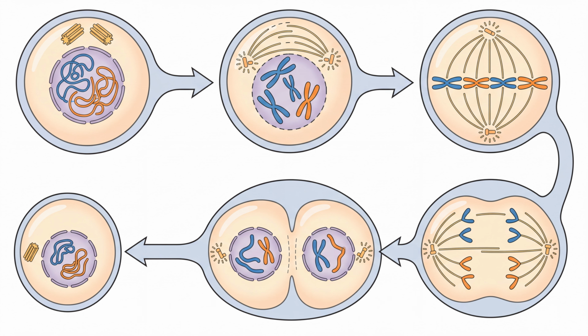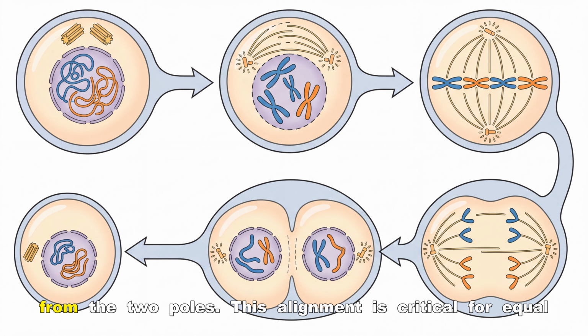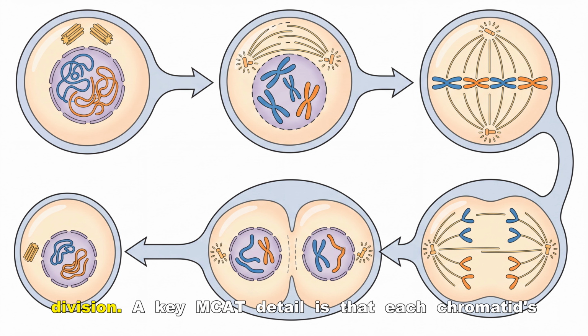The nuclear envelope starts to break down, allowing spindle fibers to access chromosomes. In metaphase, chromosomes align along the metaphase plate, an imaginary plane equidistant from the 2 poles. This alignment is critical for equal division. A key MCAT detail is that each chromatid's kinetochore is attached to spindle fibers from opposite poles.